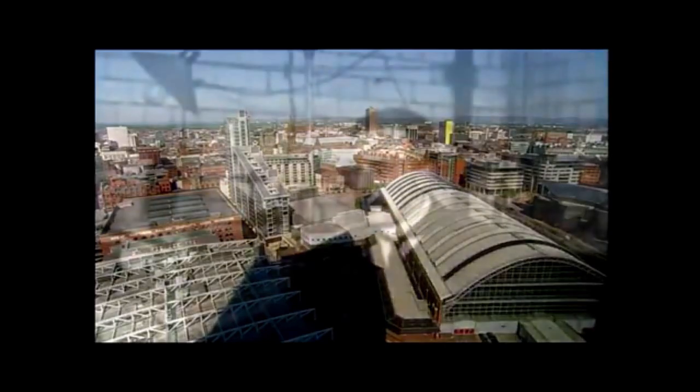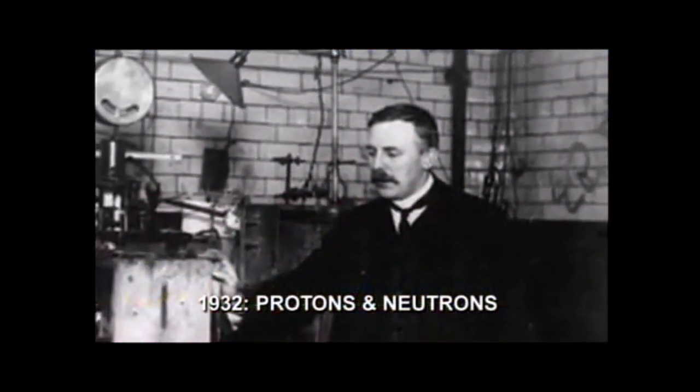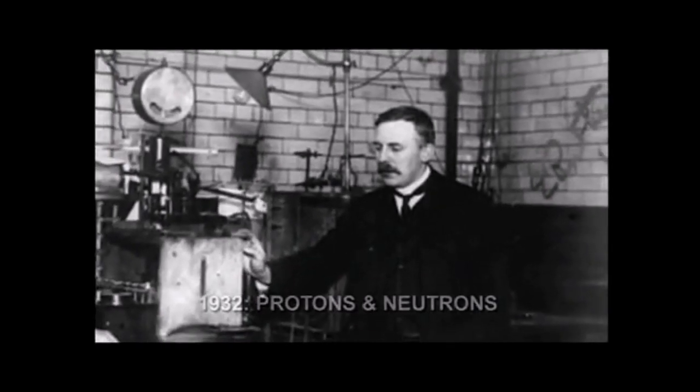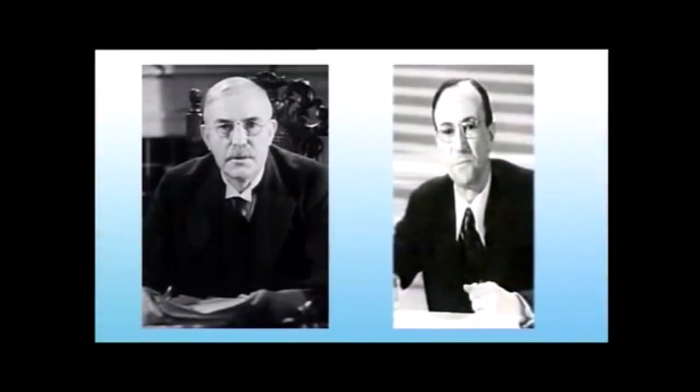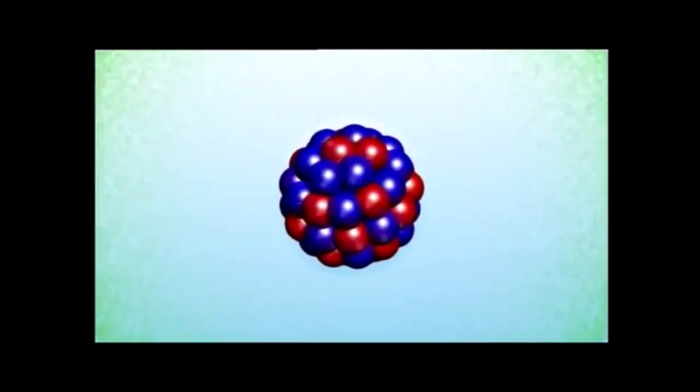After discovering the nucleus, Rutherford continued doing experiments, firing particles at different targets to delve into the structure of the nucleus itself. By 1932, Rutherford and his colleague James Chadwick had found that the nucleus is made of two kinds of particles, positively charged protons and electrically neutral neutrons.